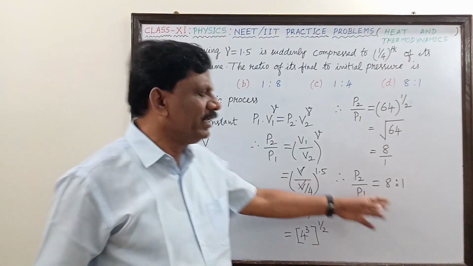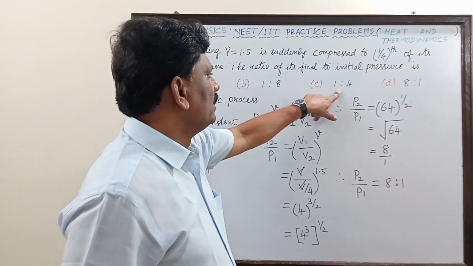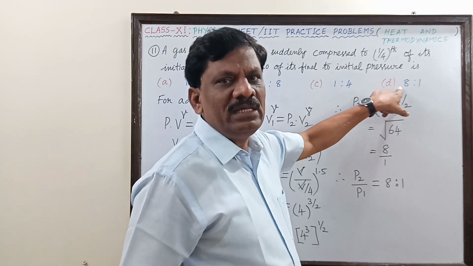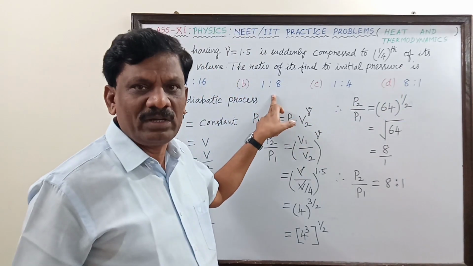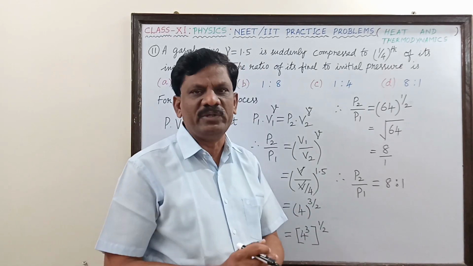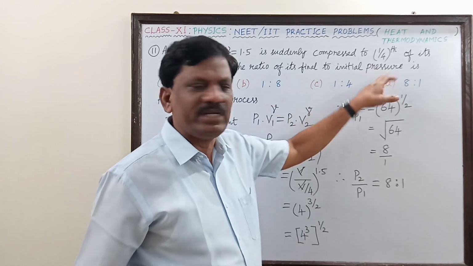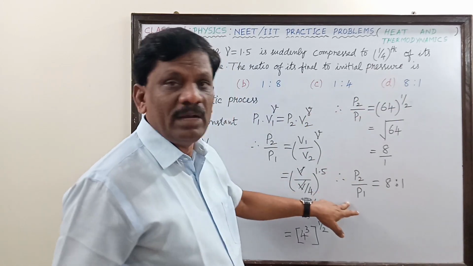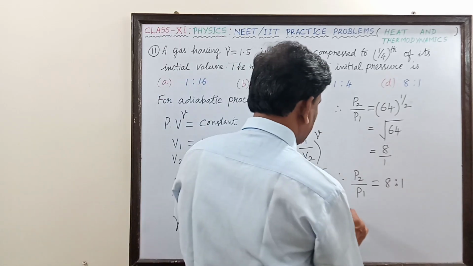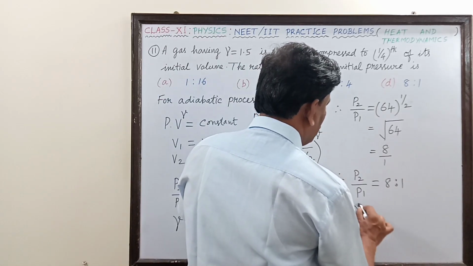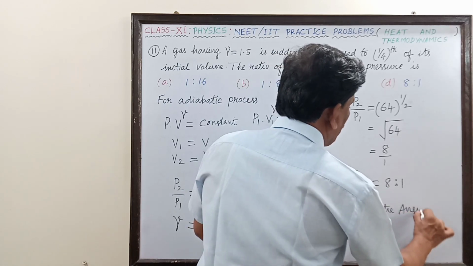So we have comfortably got the answer. We will check which of the options. So option D. Quickly some students will tick the answer B wrongly because it is the ratio P1 by P2, isn't it? But what is asked here? The ratio of its final to the initial pressure. That means P2 by P1 is equal to 8 is to 1. That is, option D is the correct answer. Therefore option D is the correct answer.